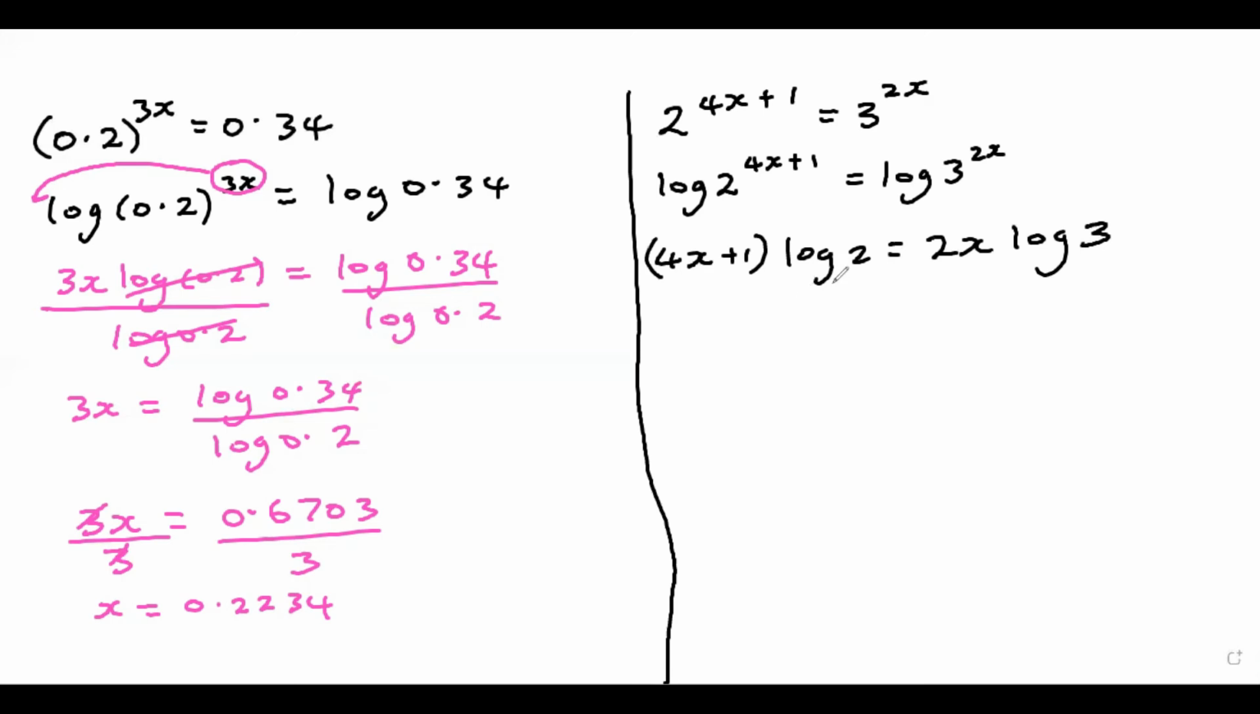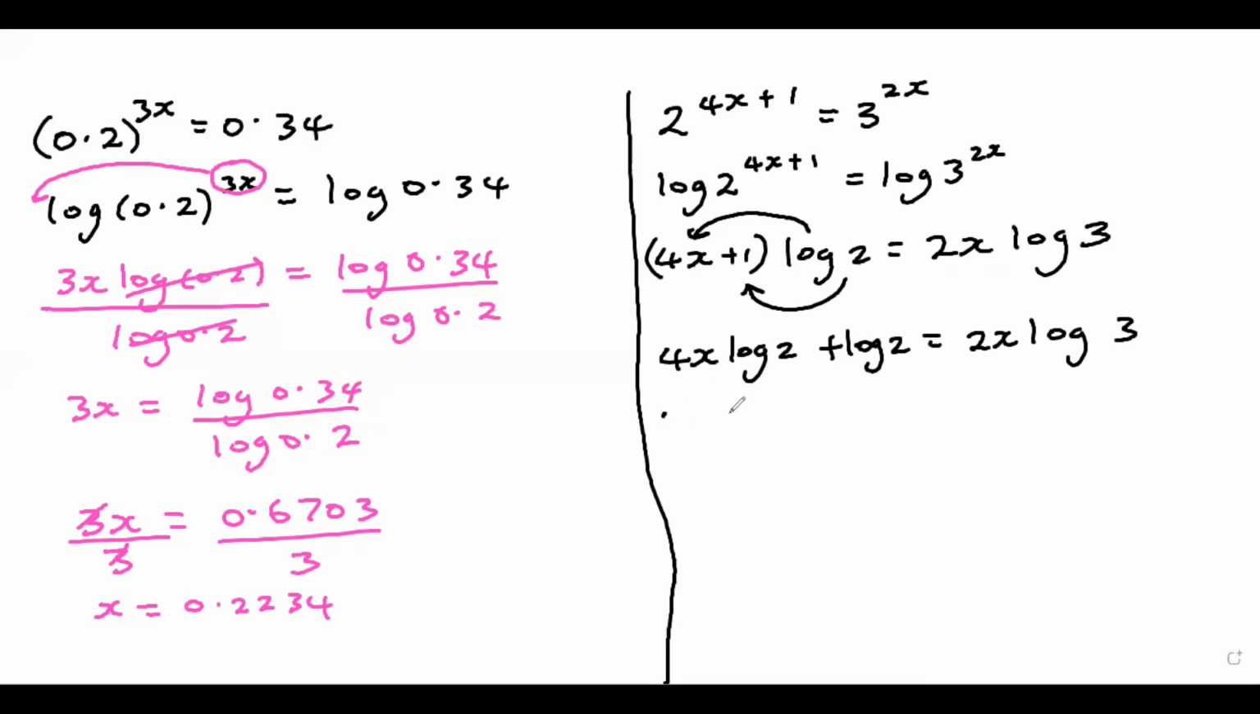Now what we want to do is to expand the bracket. So log 2 is multiplied by this, and multiplied by this. Why? Because we realize that we have an x term here and an x term here. So we have to do that to group our like terms. So we'd have 4x log 2 plus log 2 being equal to 2x log 3.